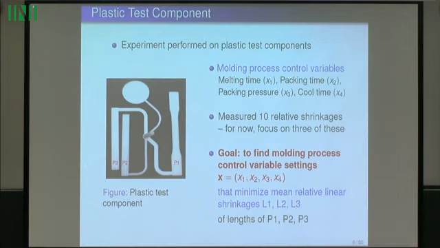Okay, so the goal again then is to find the process control variable settings, that's the x's, that minimize the mean relative linear shrinkages, L1, L2, L3, of the lengths of those 3 parts.